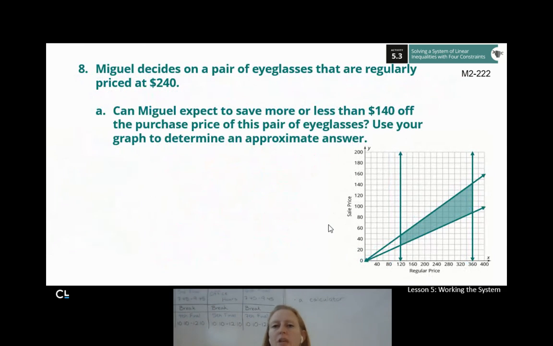It helps. Now, Miguel decides to buy a pair of eyeglasses that are regularly priced at $240. Can Miguel expect to save more or less than $140 off the purchase price of this pair of eyeglasses? And you're going to use the graph to determine an approximate answer. So go ahead, hit pause, use the graph to help you answer the question, hit play to check your work.